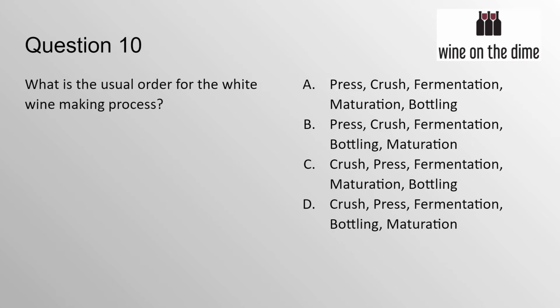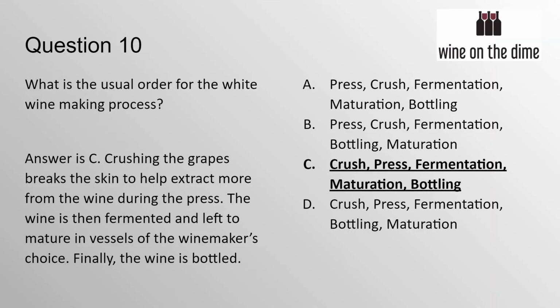Question 10. What is the usual order for the white wine making process? Choice A is press, crush, fermentation, maturation, bottling. B, press, crush, fermentation, bottling, maturation. C, crush, press, fermentation, maturation, bottling. Or D, crush, press, fermentation, bottling, maturation.